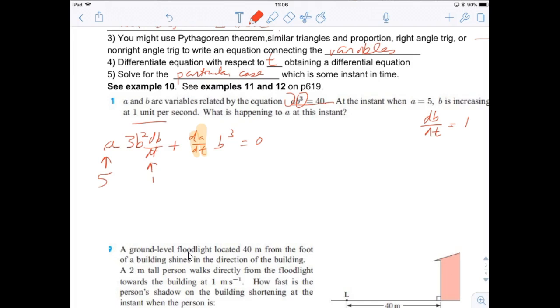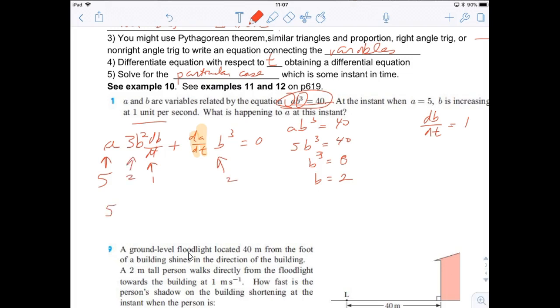Now, how can we figure out B? Well, we have an equation which relates A and B. Since we know that A is 5, we have 5b cubed equals 40. One variable, so we can figure out that b cubed is 8. B is equal to 2. So now we can put 2 in here and 2 in here.